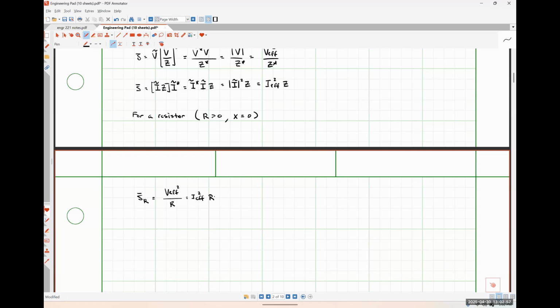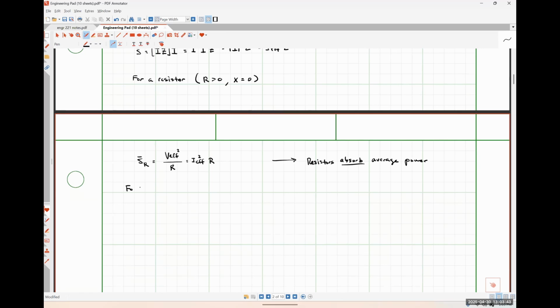So from this relationship, we can hopefully very easily see that resistors absorb average power in our AC systems. And I'm saying that they absorb average power in our AC systems because we can see that our complex power is always going to be positive and it's always going to be purely real, right? Because V effective is a real number, resistance is a real number, I effective is a real number. So we get just a real portion of power absorbed by any resistance that we see, okay?